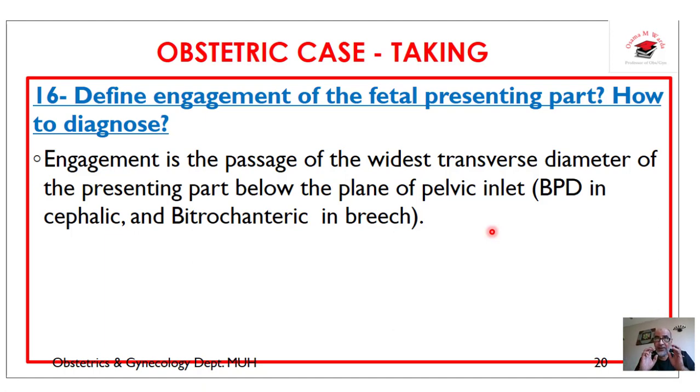So the biparietal diameter is the transverse engaging diameter in vertex. It is the engaging diameter in brow. It is the engaging diameter in face. However, when there is lateral tilt of the head, the engaging transverse diameter is not the biparietal diameter. It is smaller, which is the supraparietal diameter, which is 9 centimeters. We should remember this valuable information.